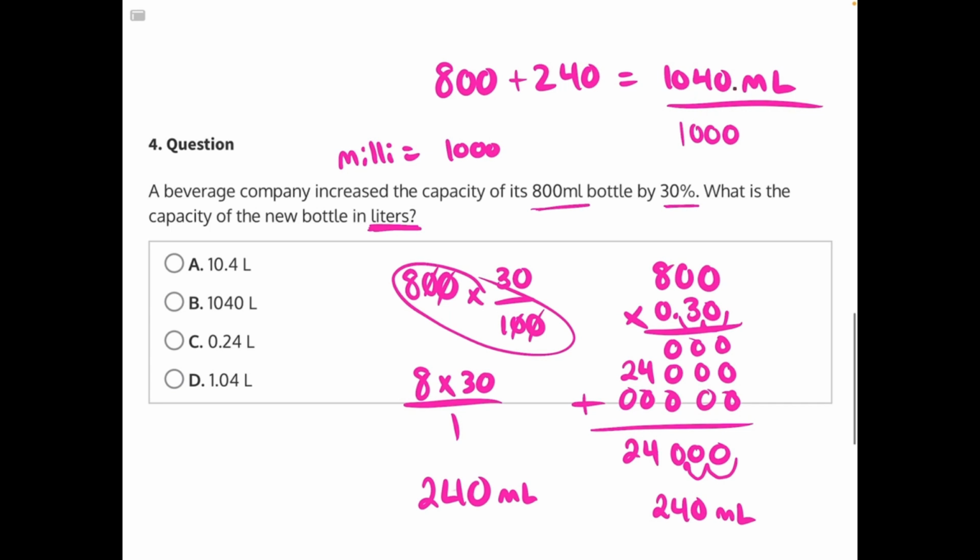the decimal point to the left 1, 2, 3 times, the same amount of times as there are zeros in 1,000, right? So we would have 1.040 liters, making D our correct answer.